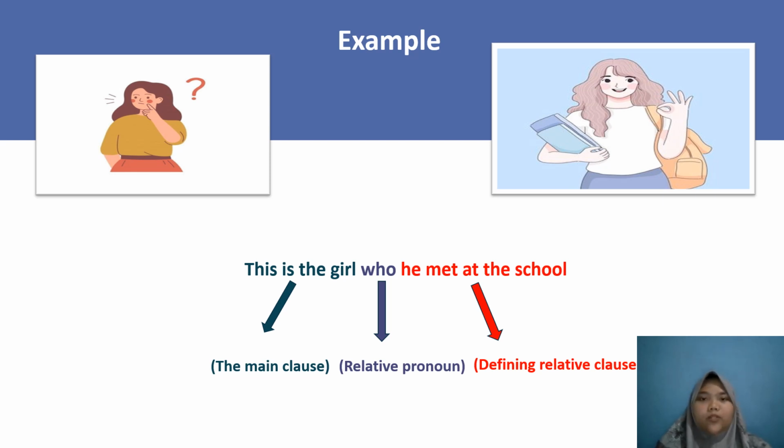A defining relative clause has no comma. The information contained in the relative clause is essential to understand the sentence. Let me give you an example.